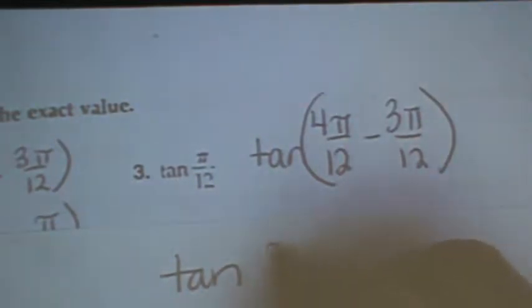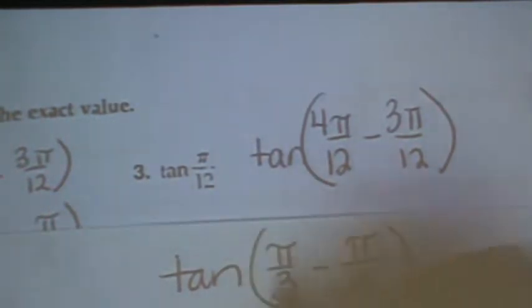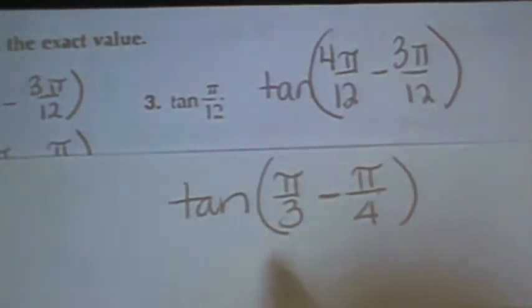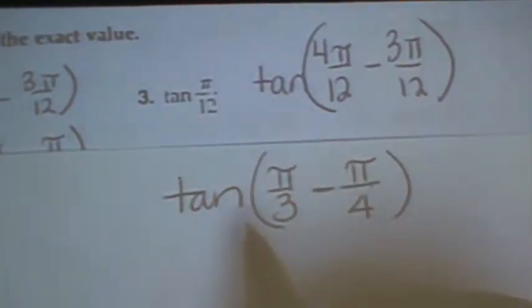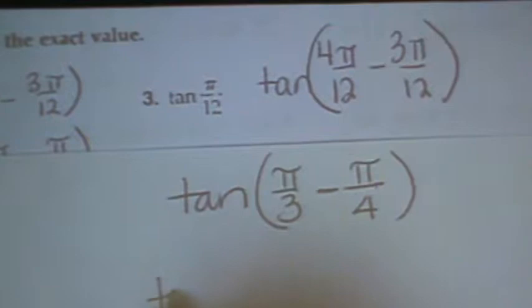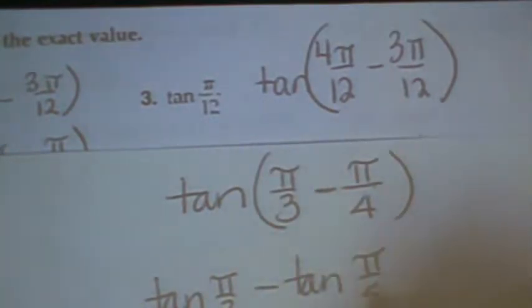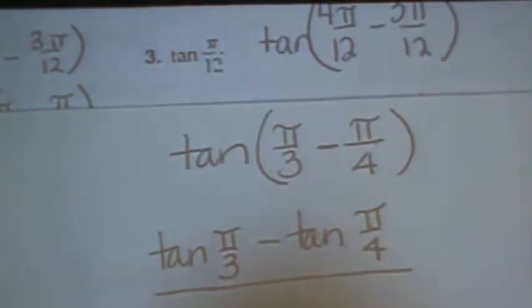It is pi over 3 minus pi over 4. In other words, that's equal to that, this is equal to that. Now we need to use our identity. What does the tangent identity say? It says you take the tangent of the first angle, and then it's the same sign, tangent of pi over 4, all over 1.